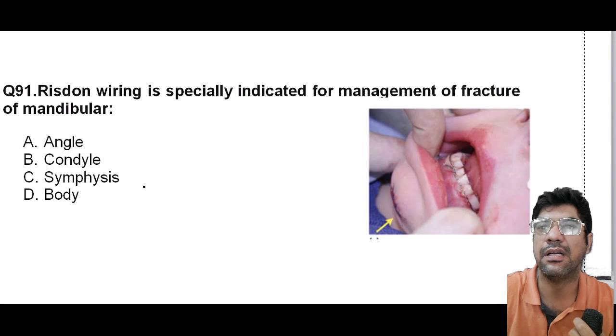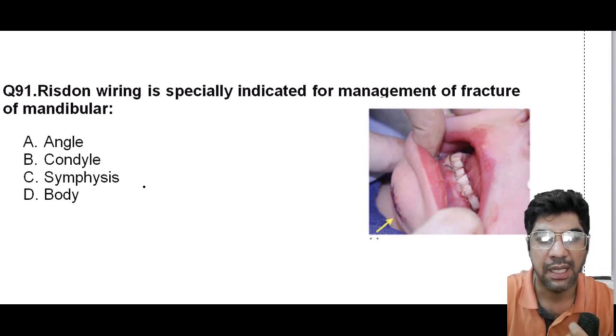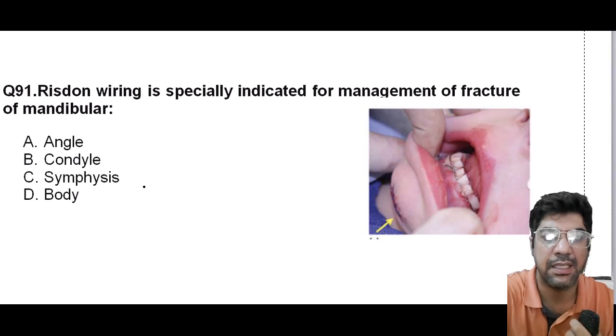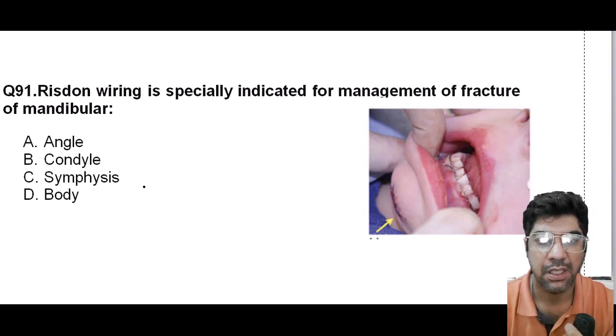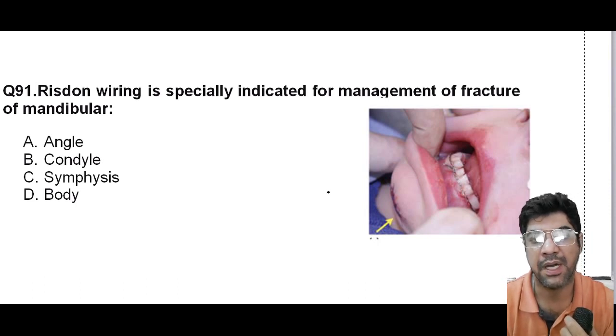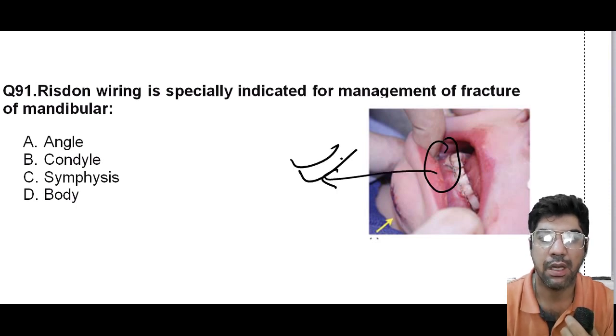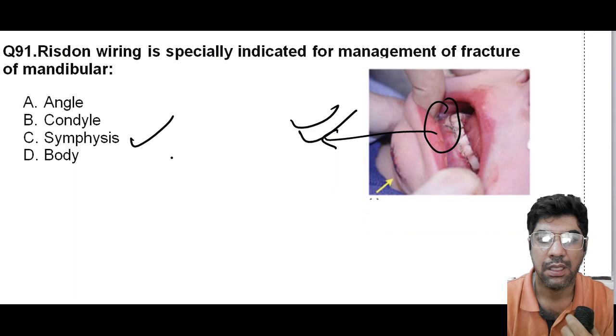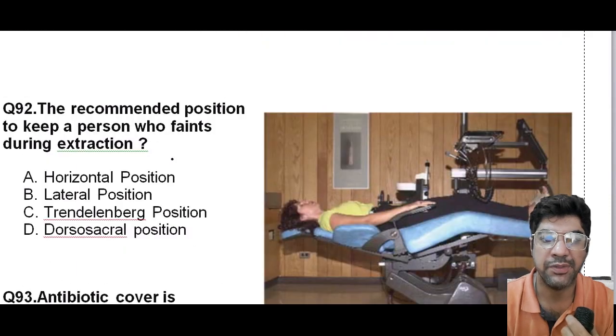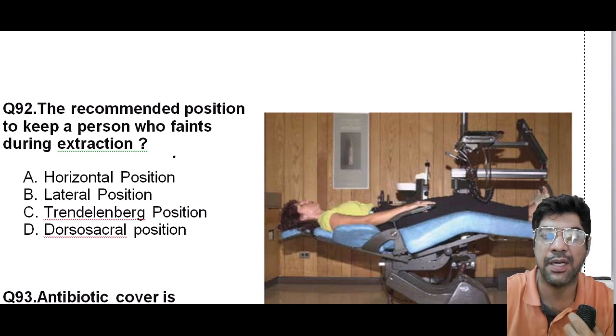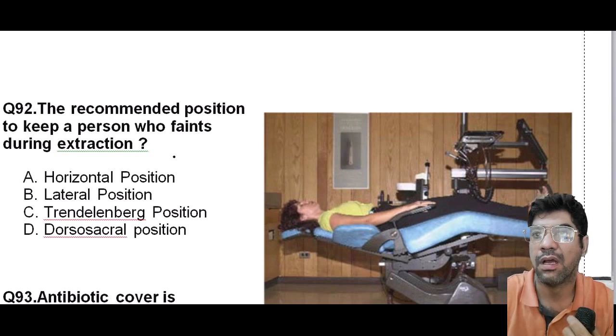Risdon wiring is indicated in management of fracture of mandibular symphysis. It is a technique used for management of fracture of mandibular symphysis. In this, the wires are passed around the neck of the second molar on each side. Their ends are brought out on the buccal side. The ends of both wires are then twisted together, providing stabilization for the fracture segment of the mandibular symphysis area.